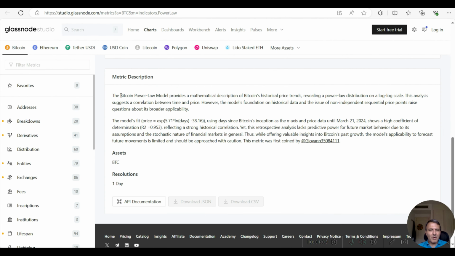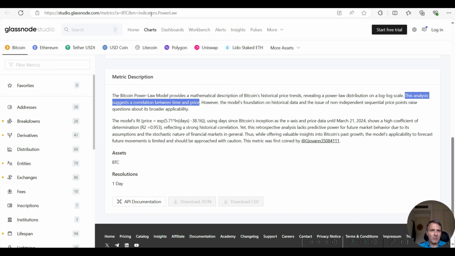Okay, just want to give you a formal description. What is a Bitcoin power law model? It's a mathematical description of Bitcoin's historical price trends, revealing a power law distribution on a log-log scale. This analysis suggests a correlation between time and price. Given that Bitcoin has been in existence since 2009, this mathematical model is based on historical data of 15 years, and it predicts the distribution correlation between time and price. So that's a formal description.